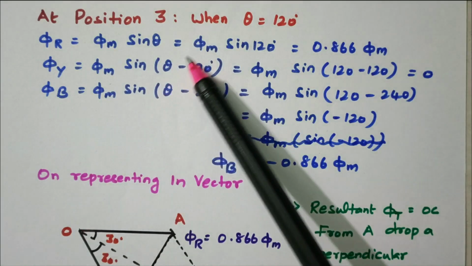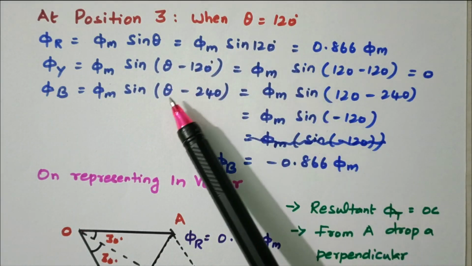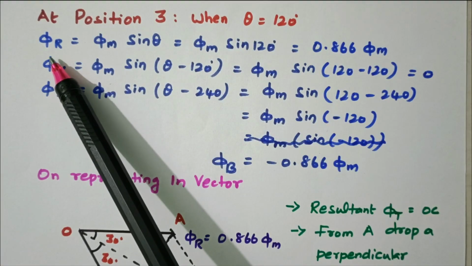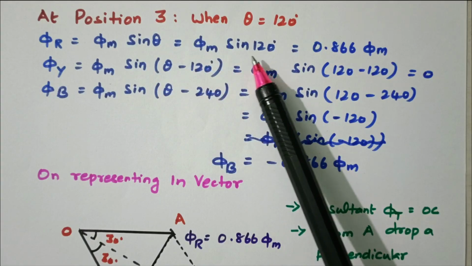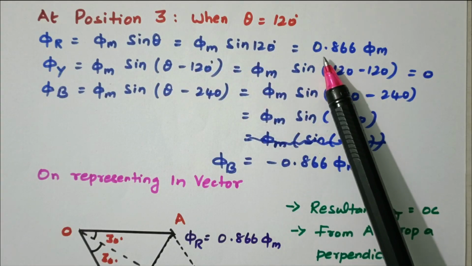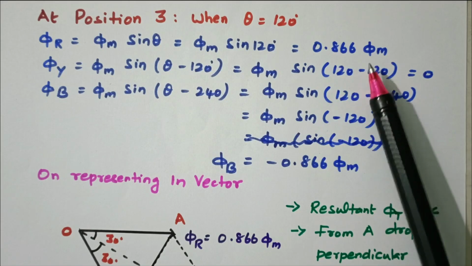So at position 3, theta equals 120 degrees. Now we'll substitute this value. Phi r equals phi m sin theta. Theta is 120 degrees, so sin 120 is nothing but 0.866 phi m.